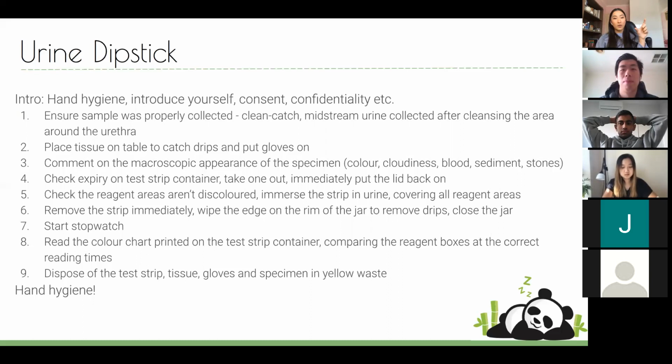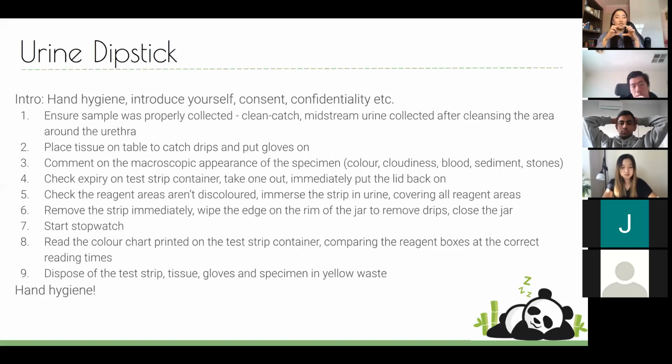You have to check the expiry date on the test strips. People always forget that. So you check it, take one out, and then put the lid back on, because if you're trying to read the bottle while the lid is off, you're going to end up pouring the strips everywhere. So you put the lid back on, you hold out your strip, dip it in the little urine pot, and then put the lid back on the urine pot, because you don't want that spilling. And then you essentially just wait.